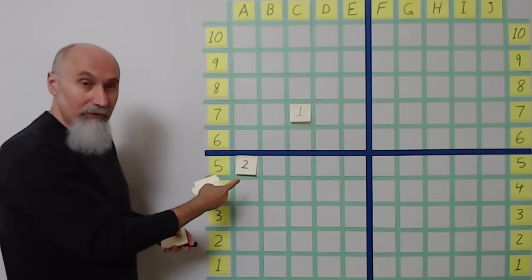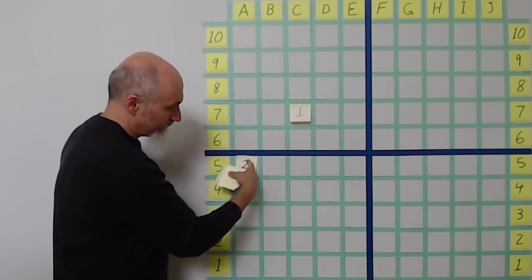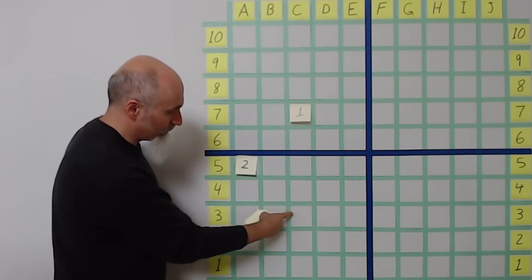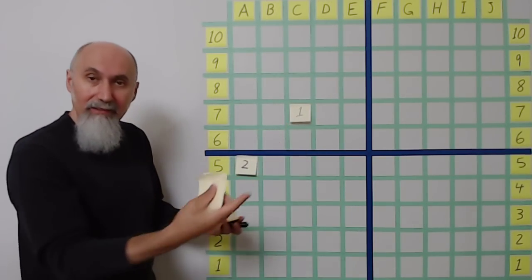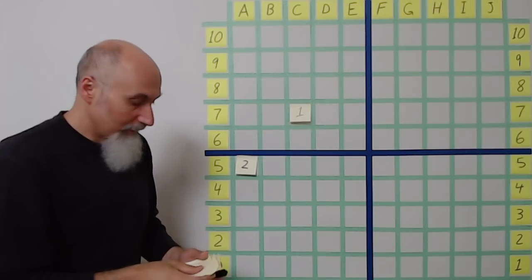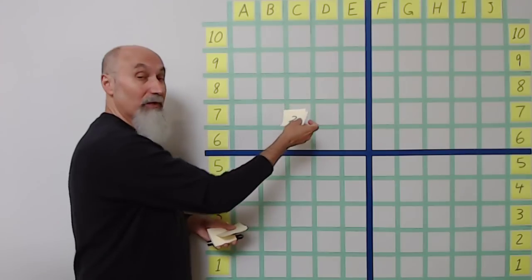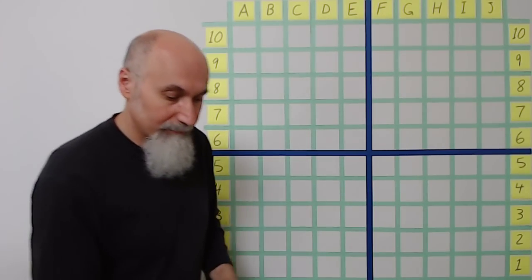Number 3 is vertically or horizontally 3 squares away, or diagonally 2 squares away. Oh, we can't occupy that, that's already been occupied, right? So you can't go off the board, and you can't occupy a previous square, okay?